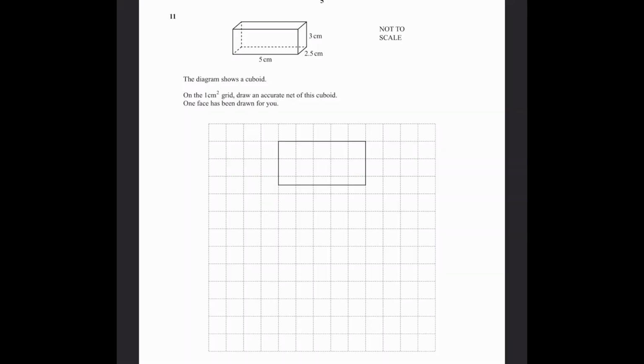So that's the answer. Question 11. The diagram shows the cuboid. On the 1 centimeter squared grid, draw an accurate net of this cuboid. One face has been drawn for you.